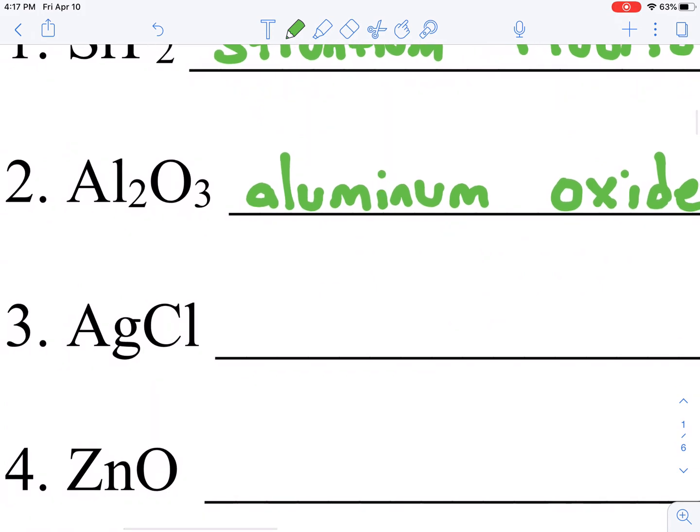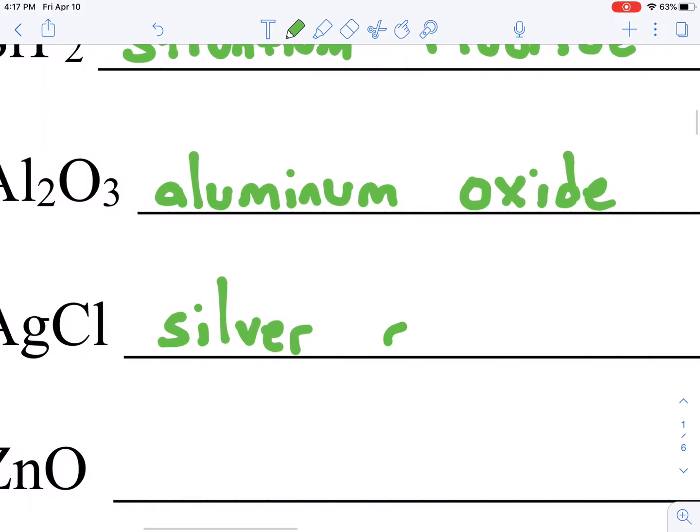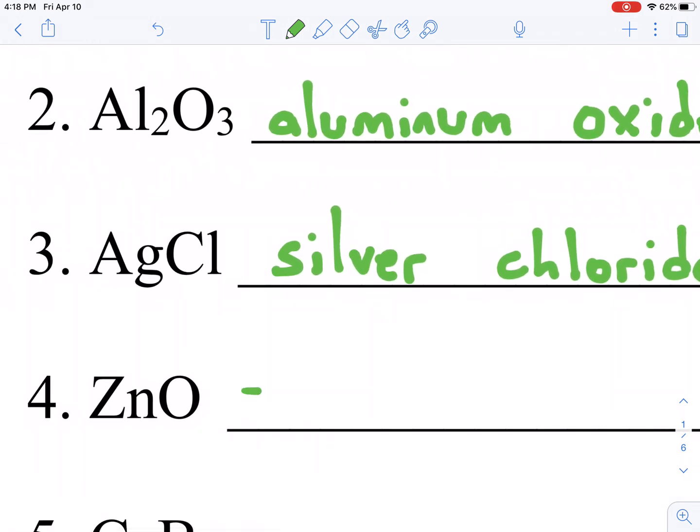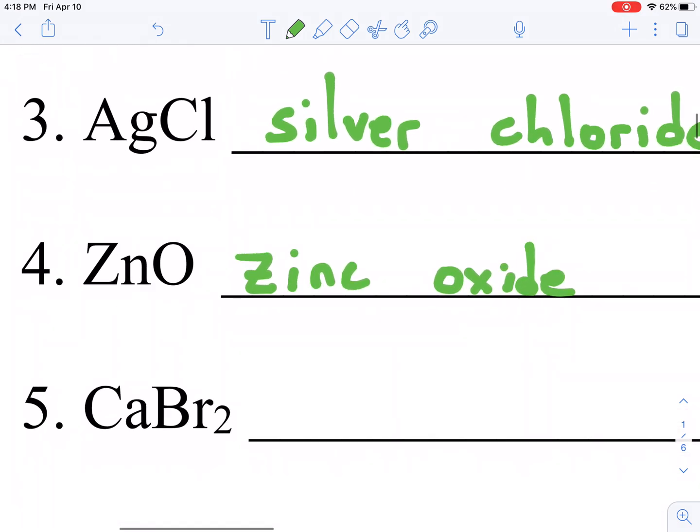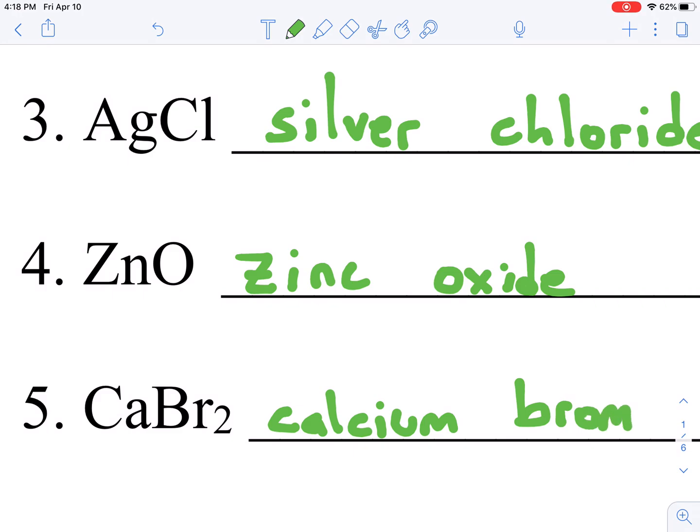Number 3, Ag happens to be silver. Again, the cation just keeps its exact same name from the periodic table. The anion changes its ending to IDE. So this becomes silver chloride. Zn is zinc. And O is oxygen, so this is oxide. And in number 5, Ca is calcium. And Br is bromine, so this becomes bromide.